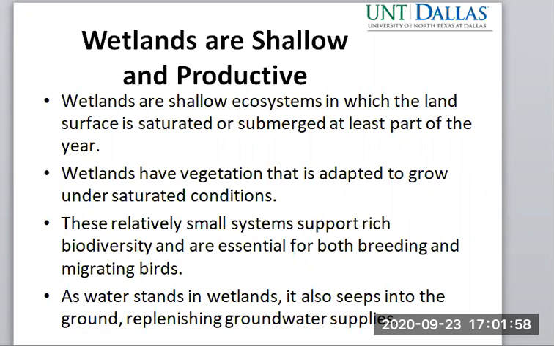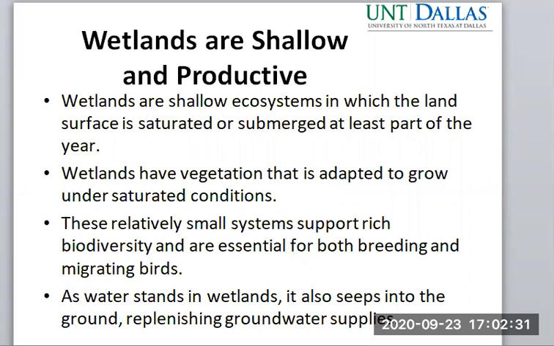Moving to the wetlands. Wetlands are actually shallow ecosystems in which the land surface is saturated or submerged at least part of the year. Wetlands have vegetation that's adapted to grow under saturated conditions. These legal definitions are very important because although the wetlands make up only a small part of some countries, they are important in conservation debates and are the focus of continual legal disputes in North America and elsewhere around the world.